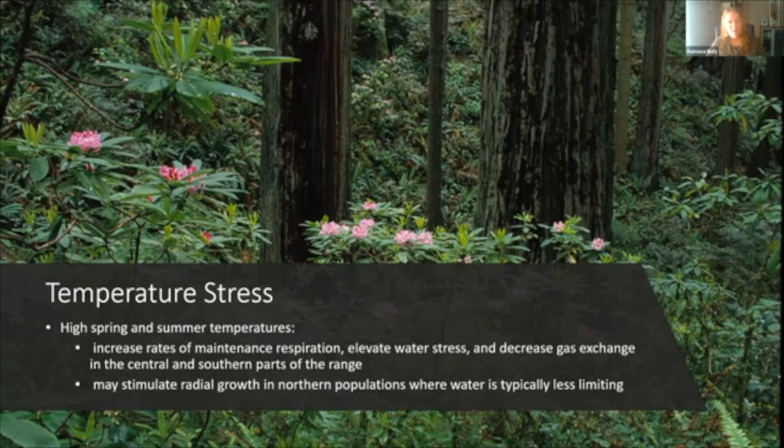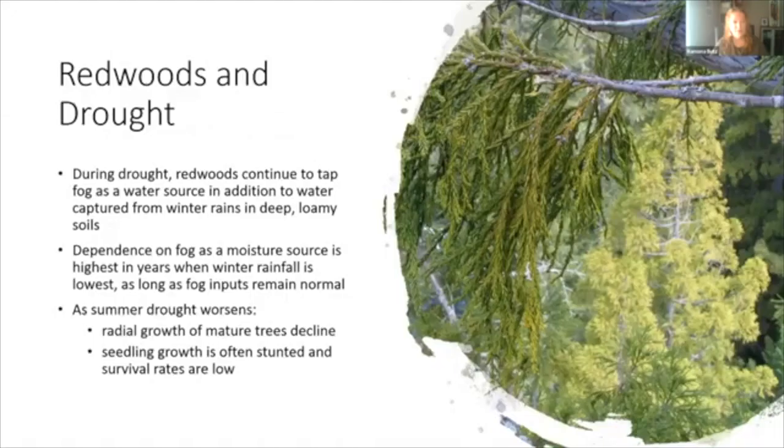So in talking about drought, we have to also consider temperature stress. As temperatures increase, as we have higher spring and summer temperatures, this increases the rates of maintenance respiration. It elevates the water stress in redwoods, and it decreases gas exchange, mostly in the central and southern parts of the range. Interestingly, higher spring and summer temperatures in the northern part of the range may stimulate growth to a certain extent. And it is unknown at this point how much warmer that can be before that effect is also felt in the northern populations of redwoods.